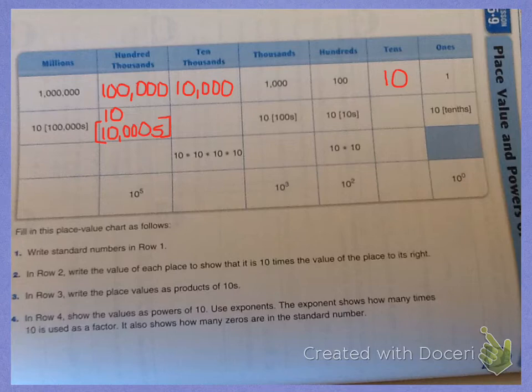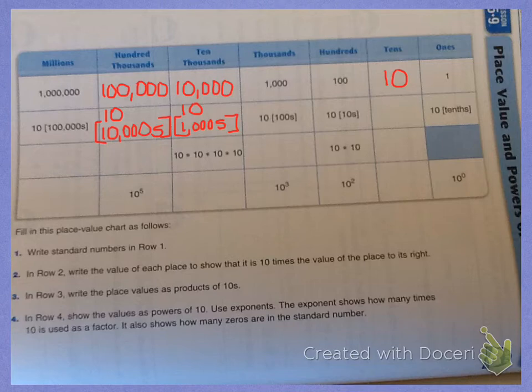Okay, what about the next one? We have 10,000. So we're going to take 10 times what to get 10,000? We're going to take 10 times 1,000, or there will be 10,000s if we were going to add them all together.